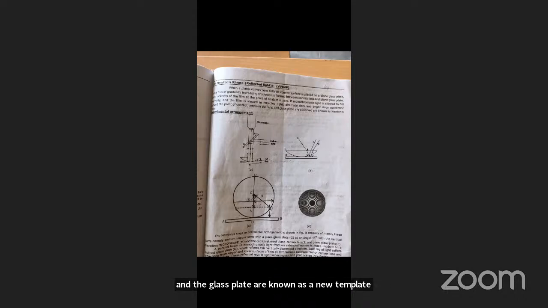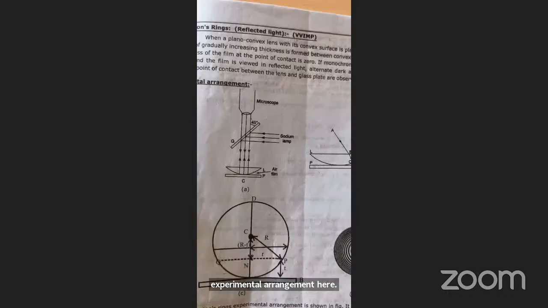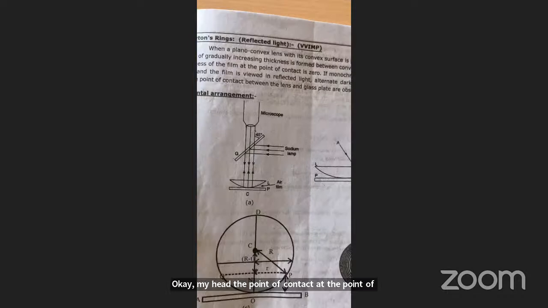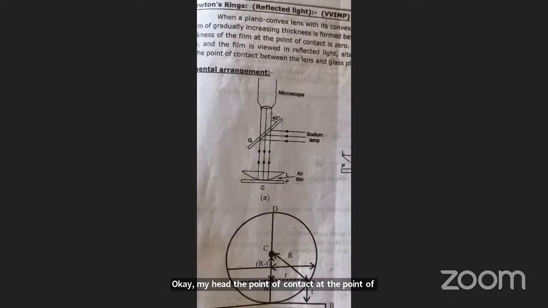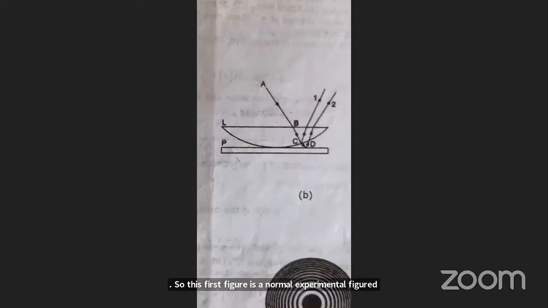Now, the experimental arrangement. At the point of contact here, the first figure is a normal experimental figure, and the second figure shows how the incident ray AB is incident on the first surface and then on the second surface C. The first surface reflects ray 1, and the second reflects the second ray. These two are superimposed on each other. You can observe this clearly in figure B.